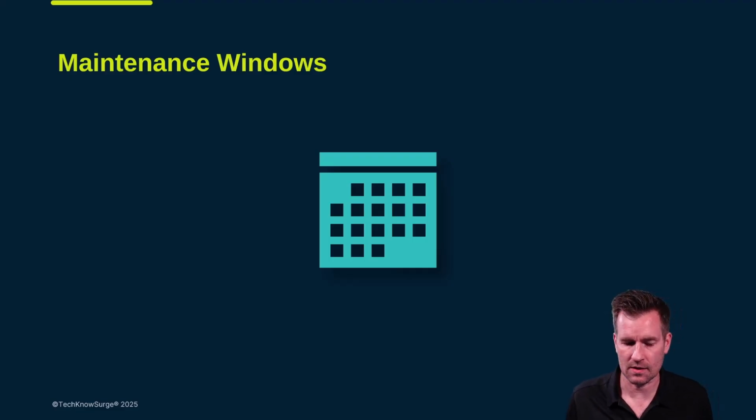Now, as we're making changes, we usually have some sort of maintenance window. It's a time that we can make the changes that has the least amount of impact to our users, and maybe the users already know that there are certain times that we do this. So what is a good example of this?